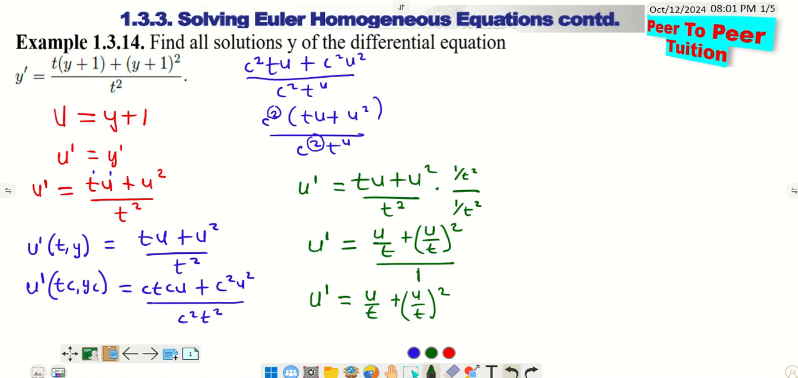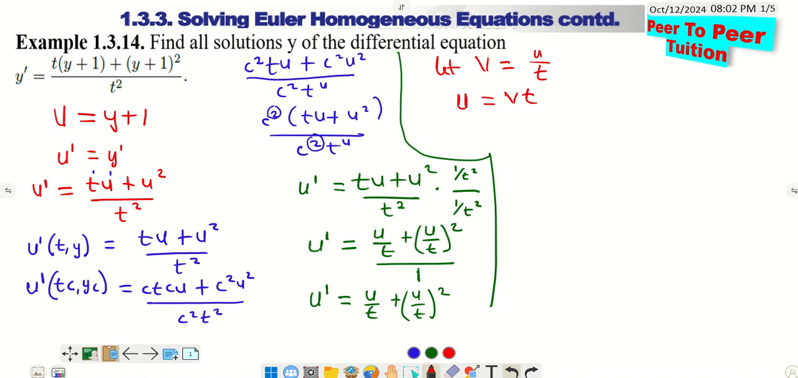Now where we have gotten to, we can still make another substitution. So I can say that let v be equal to u over t. If v is equal to u over t, I can make u the subject. Then it means that u is equal to vt.